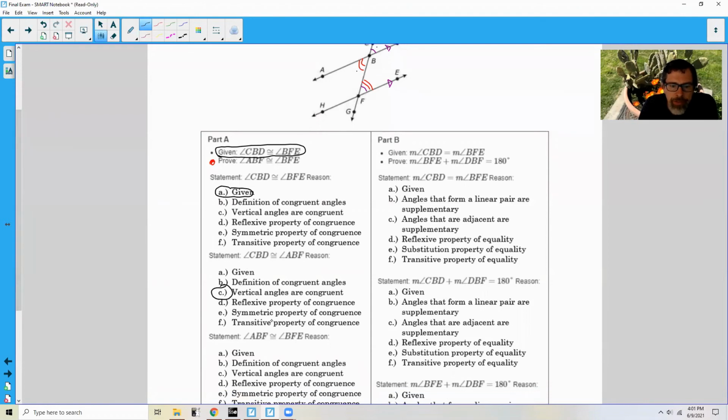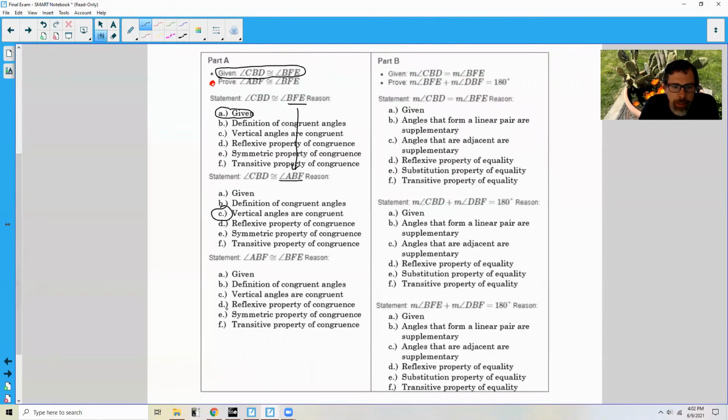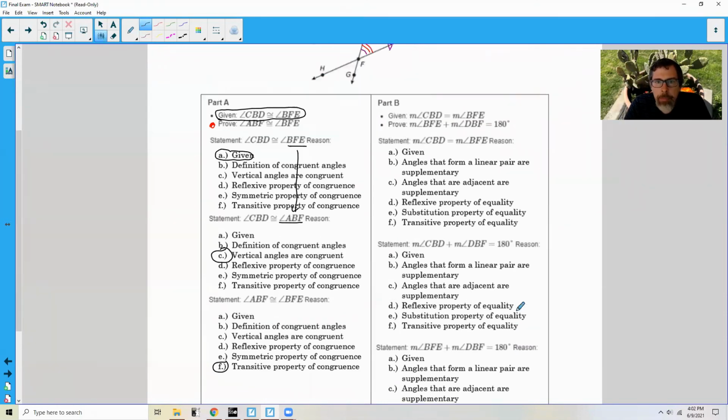Statement ABF is congruent to angle BFE. Reason. So now we look at this. CBD is congruent to BFE and CBD is congruent to ABF. So when two things are congruent to the same thing, they're congruent to each other. So if this is equal to this, and this is congruent to that, then this is congruent to that. And that is the transitive property. So that is F. Okay, so that's the transitive property. So that's part A. Pretty simple.